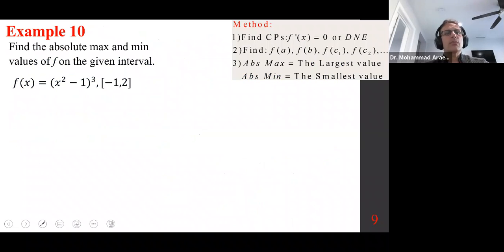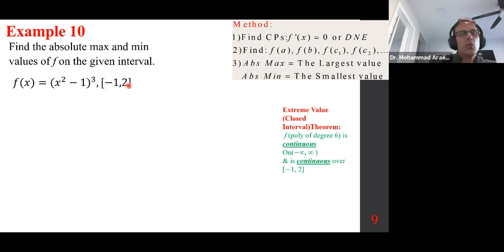We want to find an absolute max and min using the closed interval theorem. The very first thing we need to discuss is continuity. Look at the function. This is a polynomial of degree 2 being raised to the power of 3. The result is a polynomial of degree 6. The domain is all real numbers from negative to positive infinity. It's continuous from negative to positive infinity. Therefore, it's continuous from negative 1 to 2.